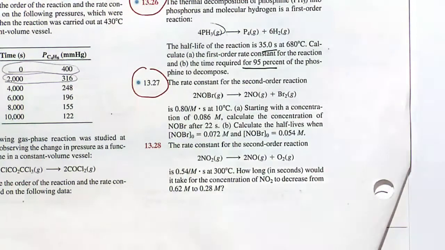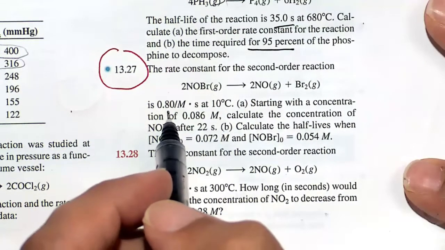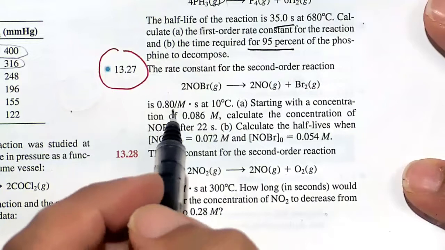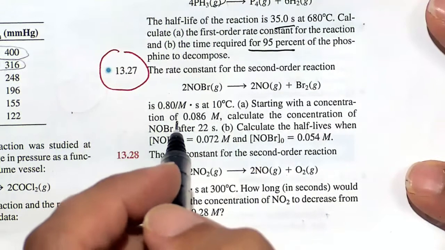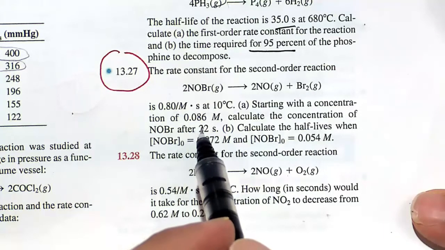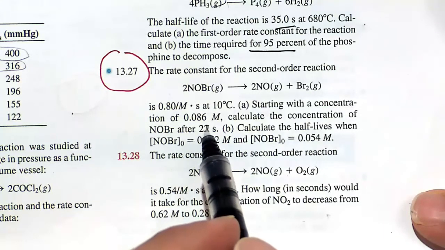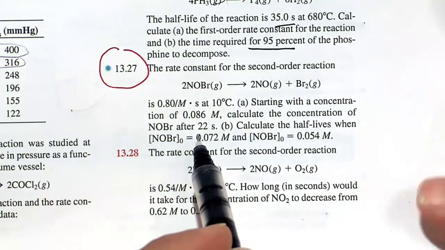Let's go ahead and read the problem some more. The rate constant lowercase k is 0.80 divided by molar times seconds at 10 degrees C. Remember, a rate constant is quoted at a specific temperature. Starting initially with 0.086 molar, calculate the concentration of this NOBr after 22 seconds.